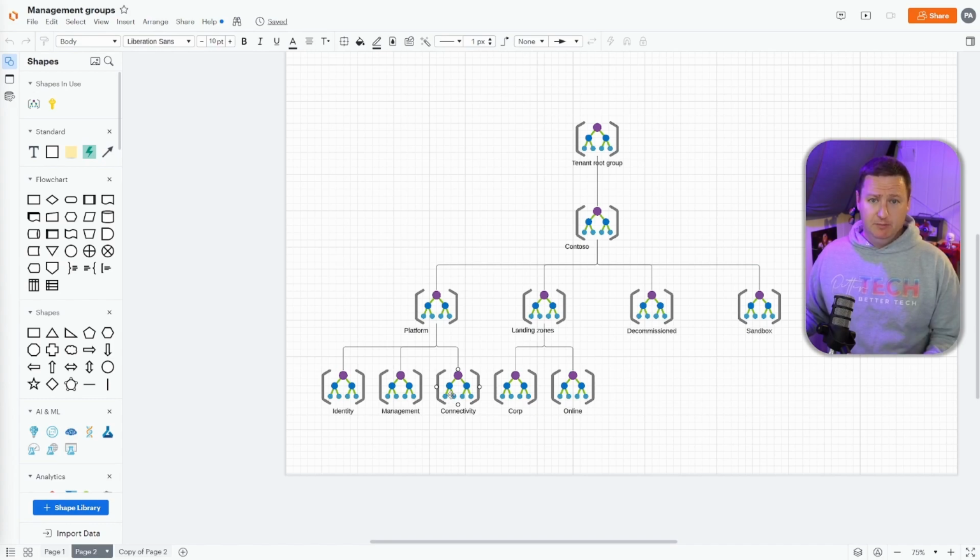In the connectivity management group, this is where I'd put things like your ExpressRoutes, your site-to-site VPNs, other VPN solutions, but most importantly, those should be placed in a hub VNet, which would be your central VNet, or VNets if you are a larger scale company. So connectivity would hold all the bits and pieces that are used to connect things across your Azure tenants.